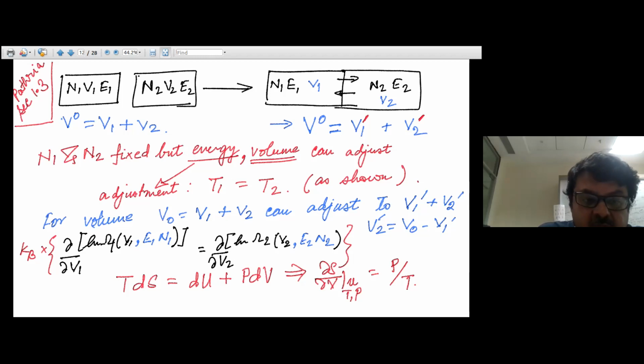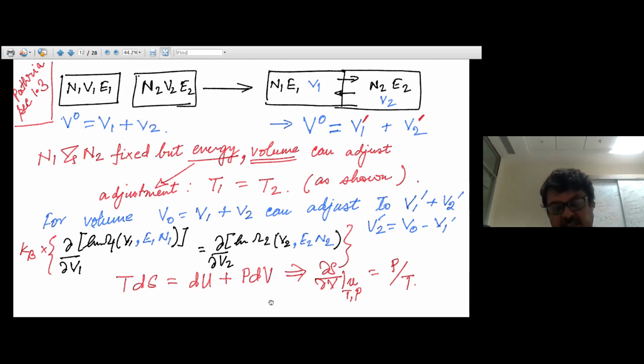And now we multiply the entire equation by KB. If we associate KB log omega 1 with the entropy of system 1, and KB log omega 2 with the entropy of system 2, then we can compare with thermodynamics. This is the statistical condition. If we want a mapping, and we believe KB log omega 1 is the entropy of system 1, then we compare with this equation.